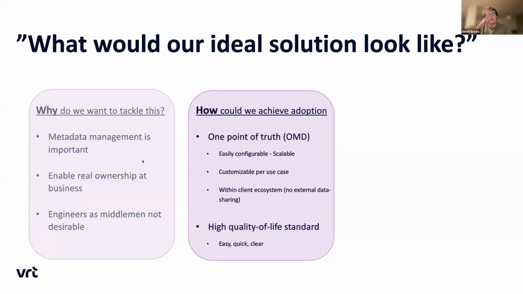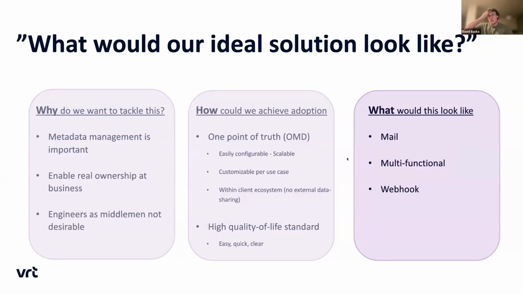Also, how could we achieve adoption? You need one point of truth, like one source of truth. In our case, it's OpenMetadata, else I wouldn't be here. It should also be easily configurable and scalable because of all of the growing test cases that we have. Ideally, it would also be customizable per use case. And very important, it should also stay within the client ecosystem. We don't want any third party interacting with the data. It should all stay within our ecosystem. And also the quality of life should be very high because we don't want it to be neglected after some time.